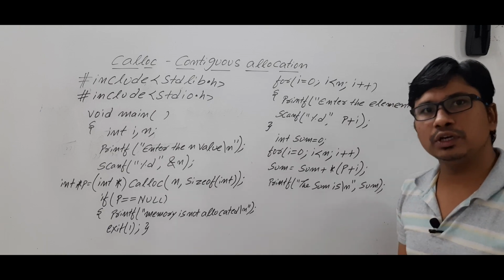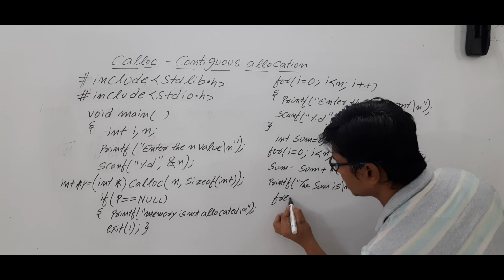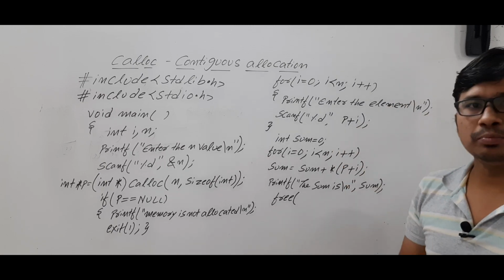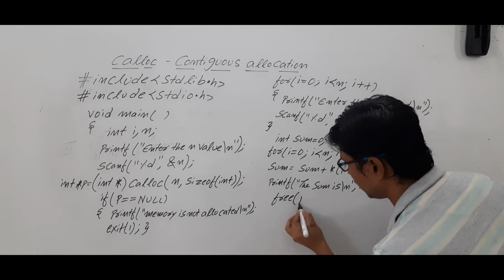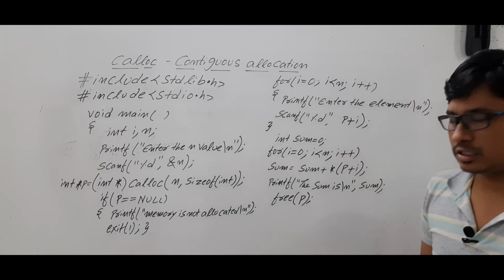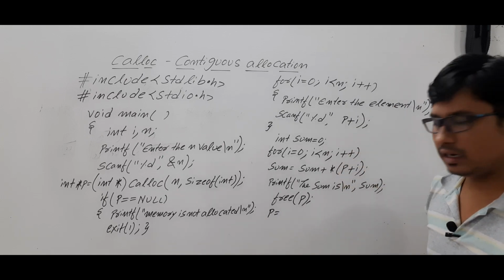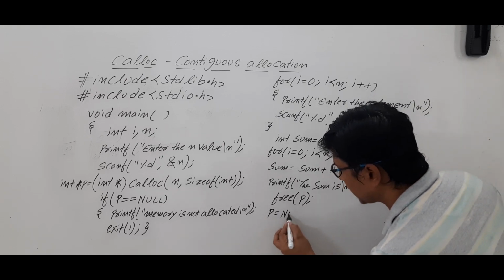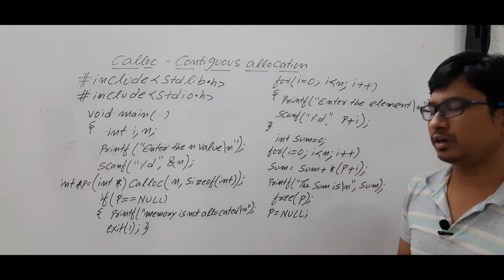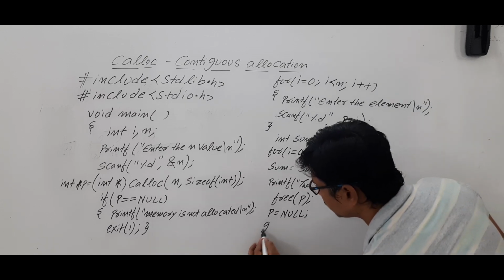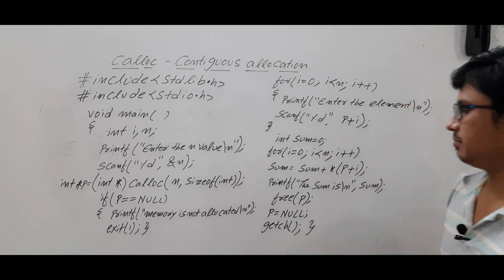it is your duty to release the memory. So you have to use a function called free and you have to pass the pointer which is pointing to that memory location, so you use the name of the pointer as p. Once the memory is released, it is your duty to assign the null value to the pointer to avoid the dangling pointer problem. Then you have to write getch and close the main program.